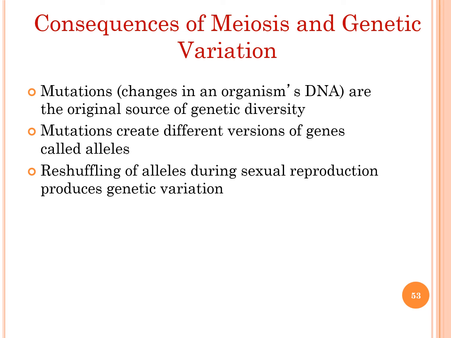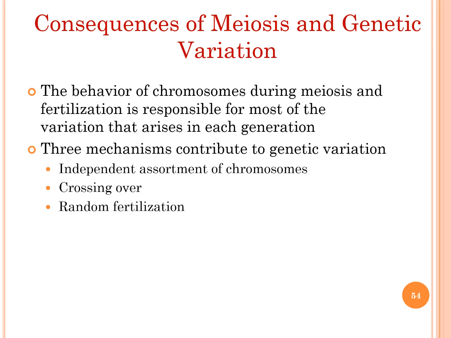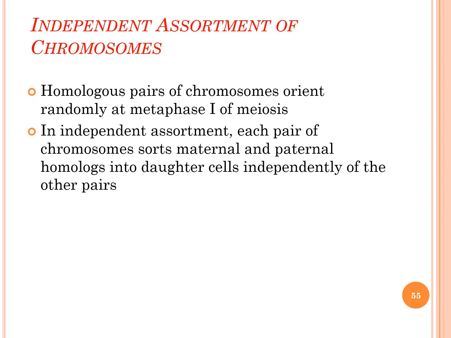We then take those differences and shuffle them together through sexual reproduction. There are 3 major mechanisms that contribute to the genetic variation that we see: independent assortment of chromosomes, crossing over, and random fertilization. It is very important that you understand these 3 concepts. Let's start with the independent assortment of chromosomes.